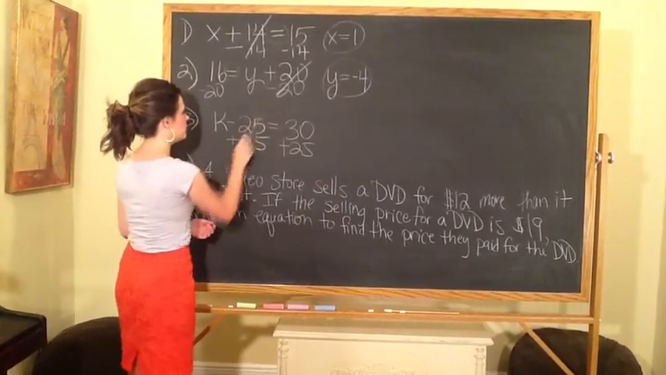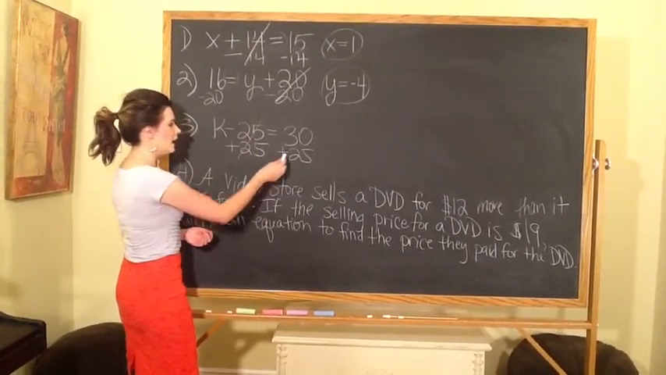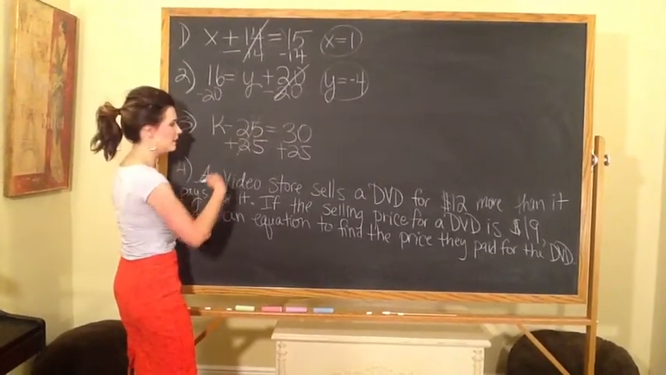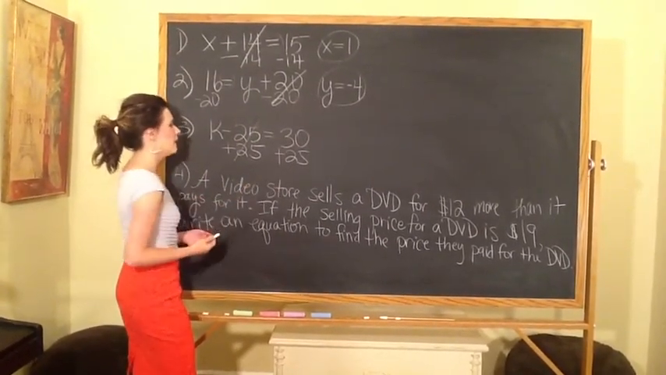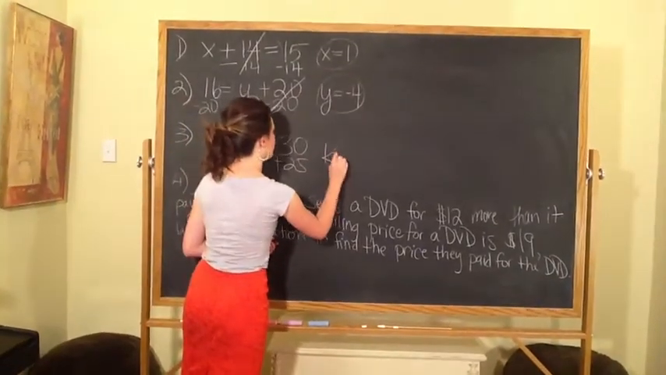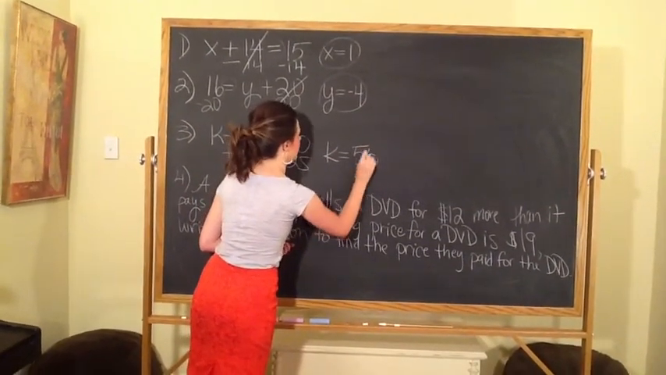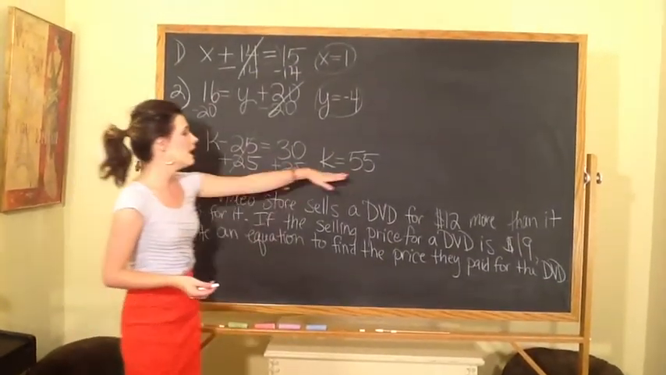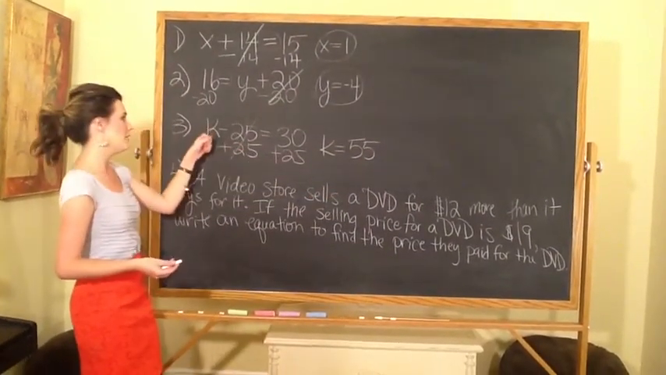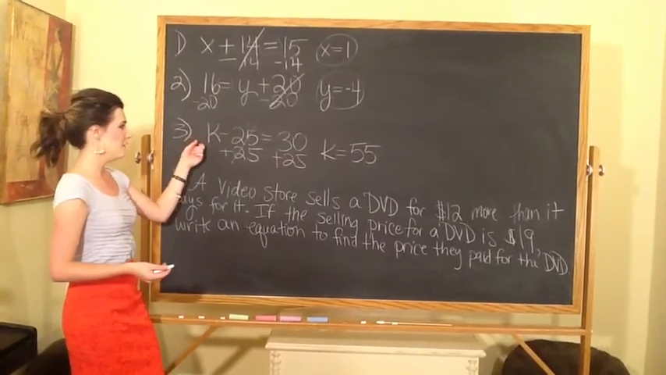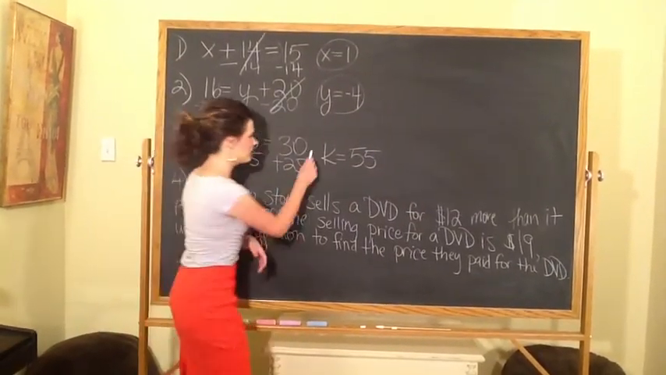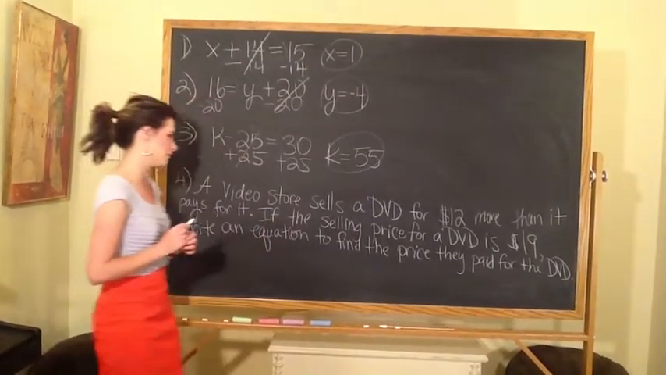So if I take away 25 here, I'm going to get 0. And if I add 25 to our negative 25, we're going to get 0. And if I add 25 over here, I'm going to get k is equal to 55. Now let's go ahead and check. Does k really equal 55? If I plug 55 in for k over here, I would have 55 minus 25. Does that give us 30? The answer is yes. So this is our solution.